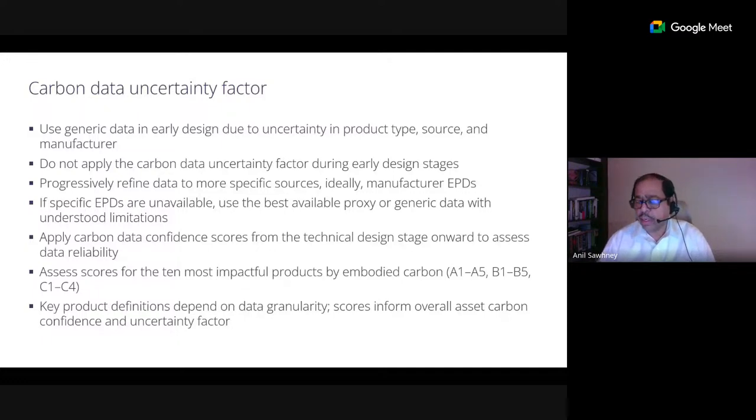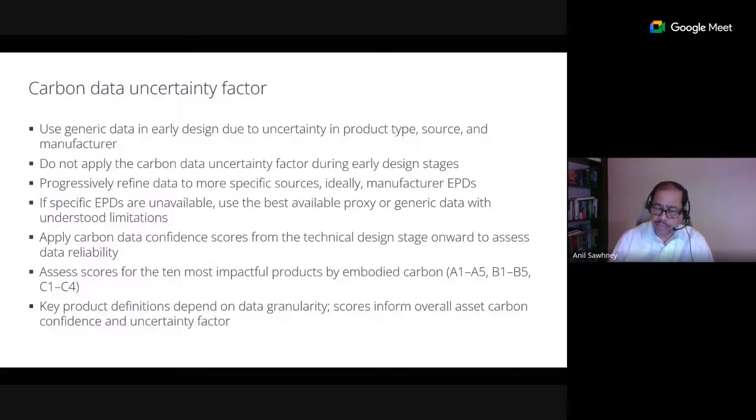But when we are working with technical design stage, construction stage, post-completion stage, all of that, then we assign this uncertainty factor. So we assess scores for the 10 most impactful products by embodied carbon. Remember in EC3 yesterday, we saw that you could see impact by material in maybe a Sankey diagram or in other types of diagrams and reports.